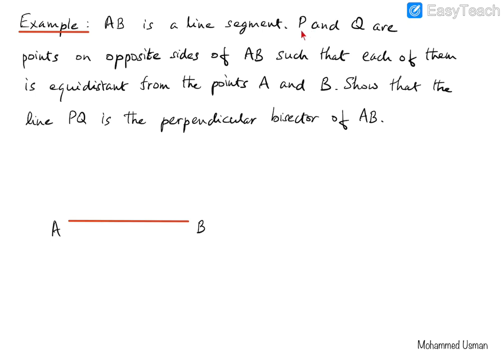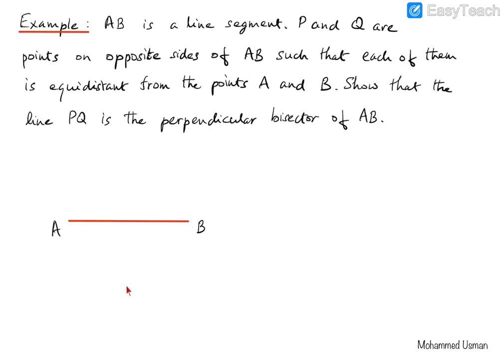Then we are given that there are 2 points P and Q on opposite sides of AB. So there is a point P on one side of AB and a point Q on the other side of AB, such that each of them is equidistant from the points A and B. So the point P is placed somewhere here, and the distance of P from A and the distance of P from B is the same.